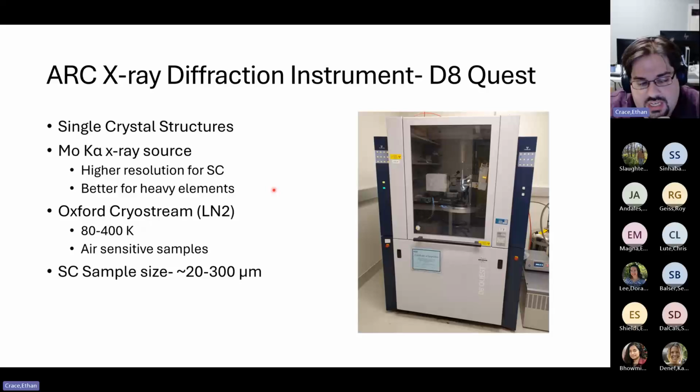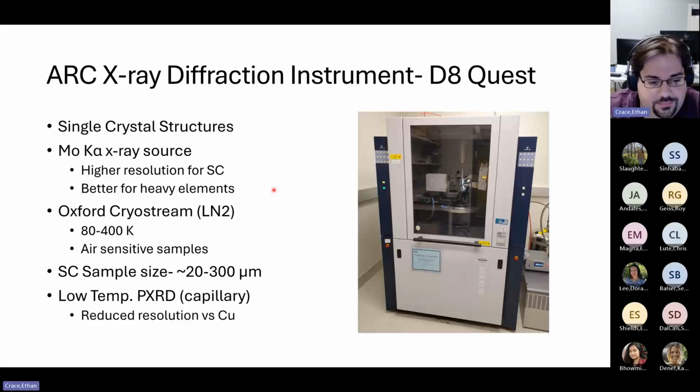Keep in mind, if you're working with these single crystal samples, we're aiming for something on the order of 20 to 300 microns. If it is bigger or smaller than that, this instrument is going to struggle with working with that type of sample. So just be aware of that.